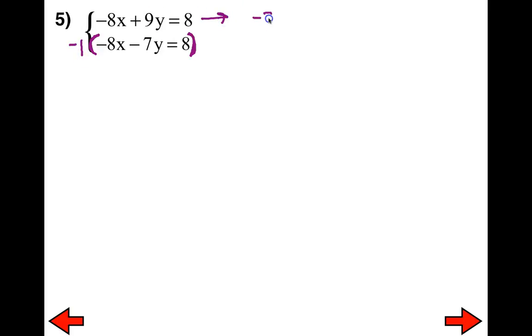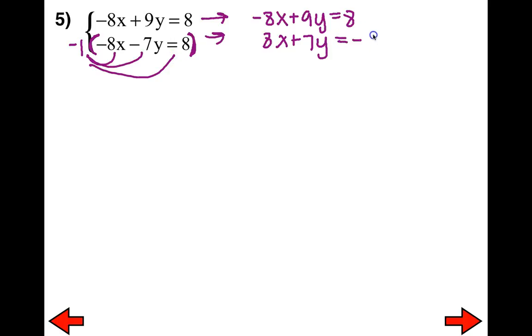First equation is going to remain the same, negative 8x plus 9y equals 8. Here we're going to end up with 8x plus 7y equals negative 8. Here you're going to see that the x's cancel each other out.